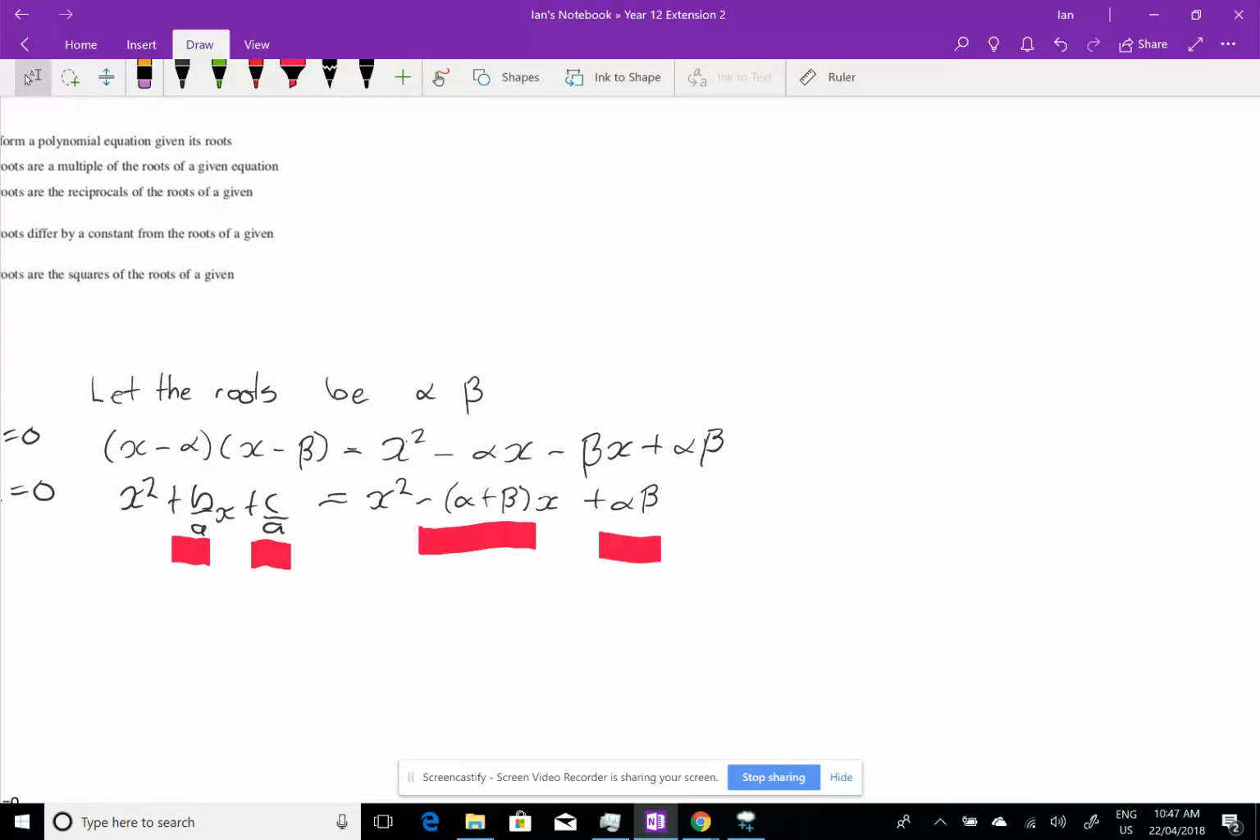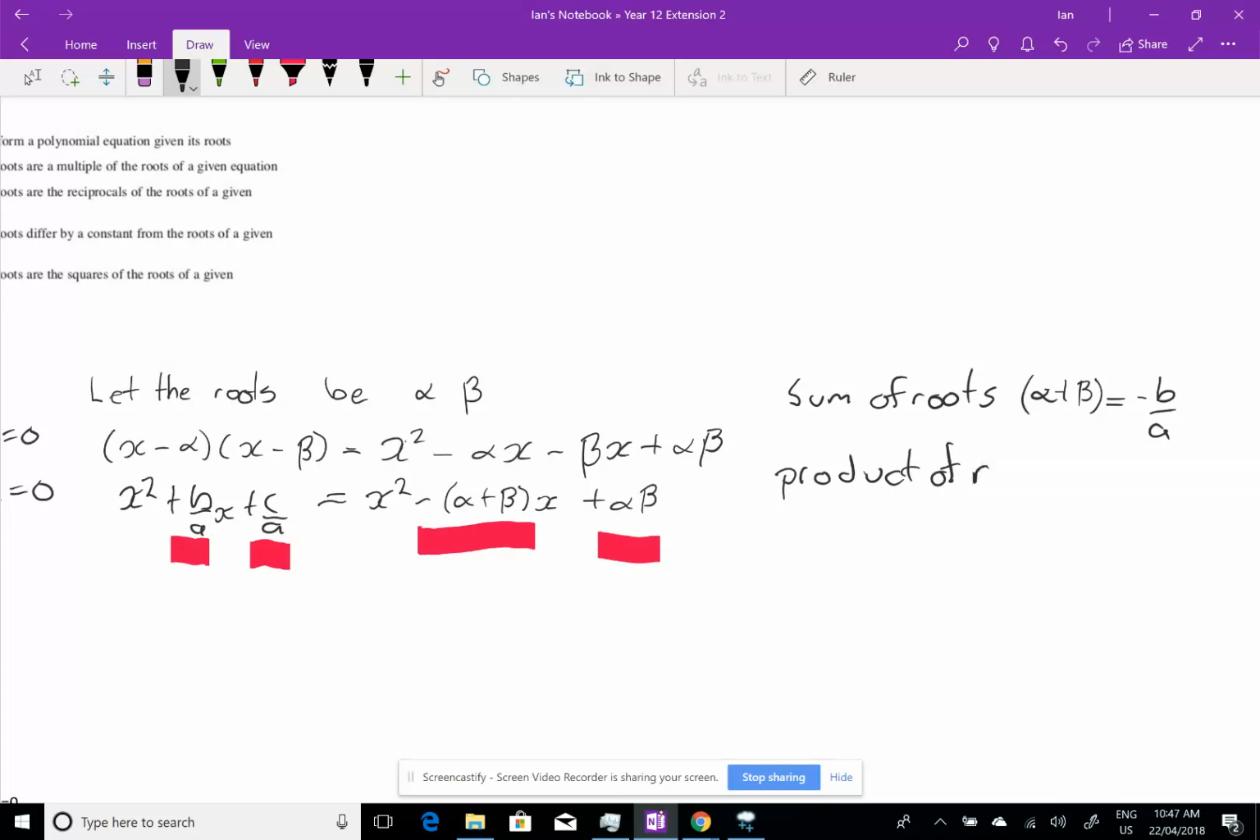So when we're talking about this, we've got the sum of the roots, which is alpha plus beta equals minus b on a, and the product of the roots, which is alpha beta equals c on a.